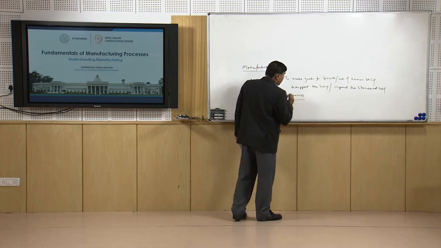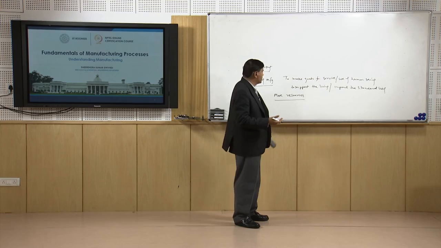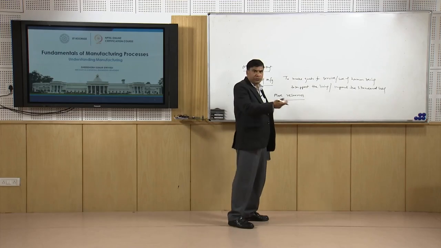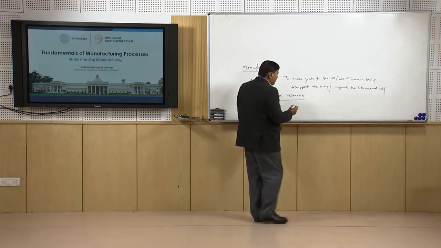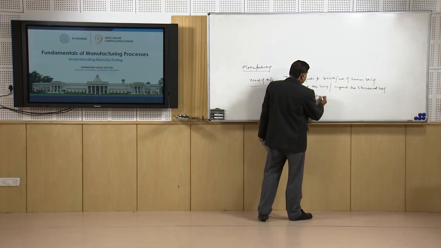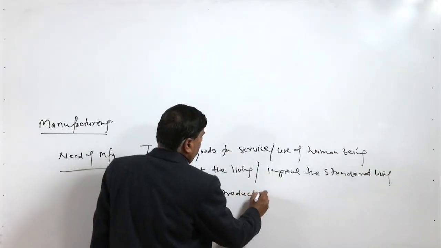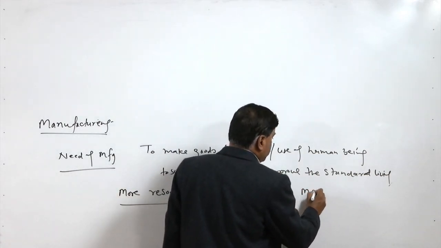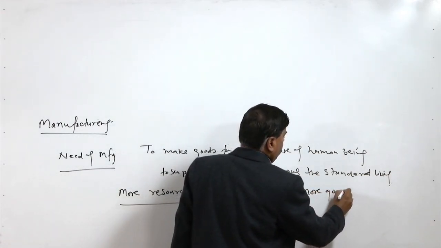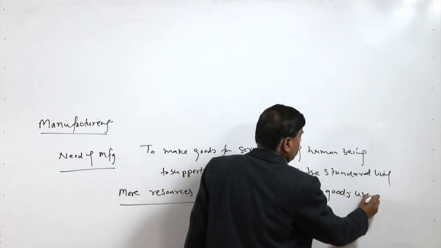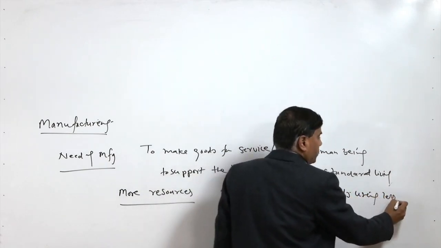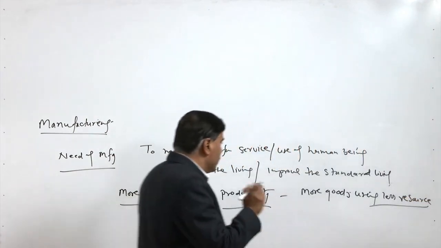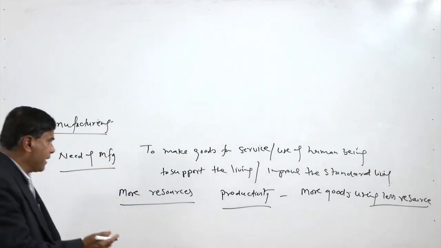Since the resources are limited for making the goods, it is important that more goods are produced using fewer resources, wherein the role of productivity comes into the picture. What is the target here? We need to produce more goods using fewer resources. This is the target. So that using fewer resources we can make more.